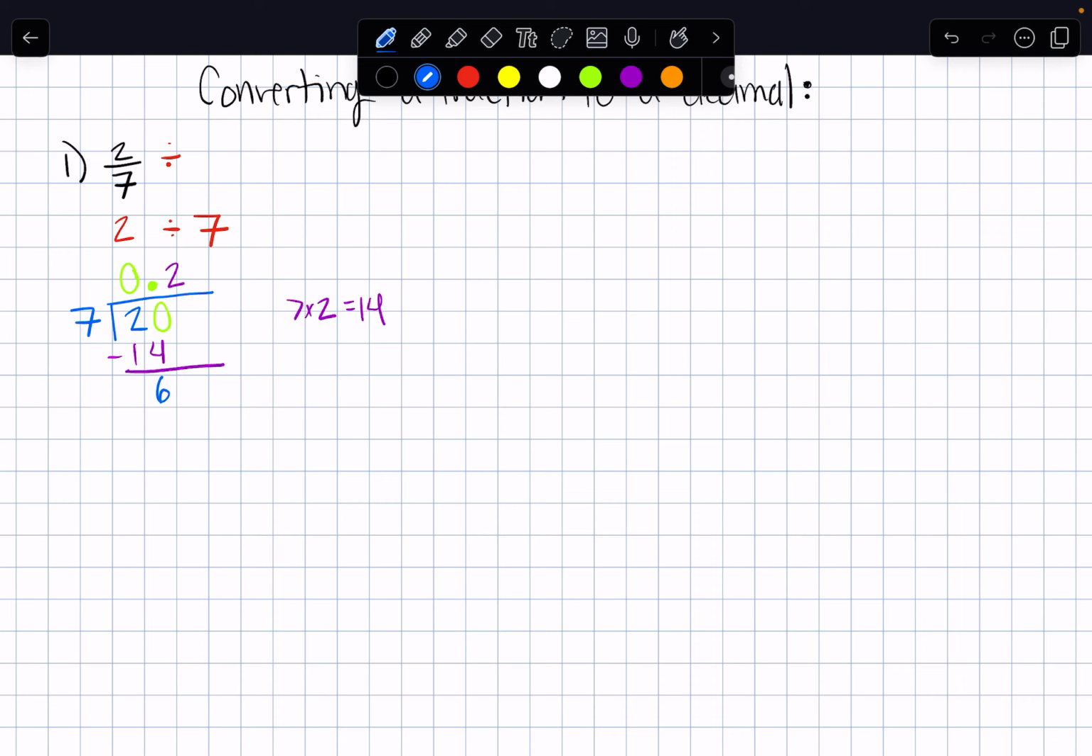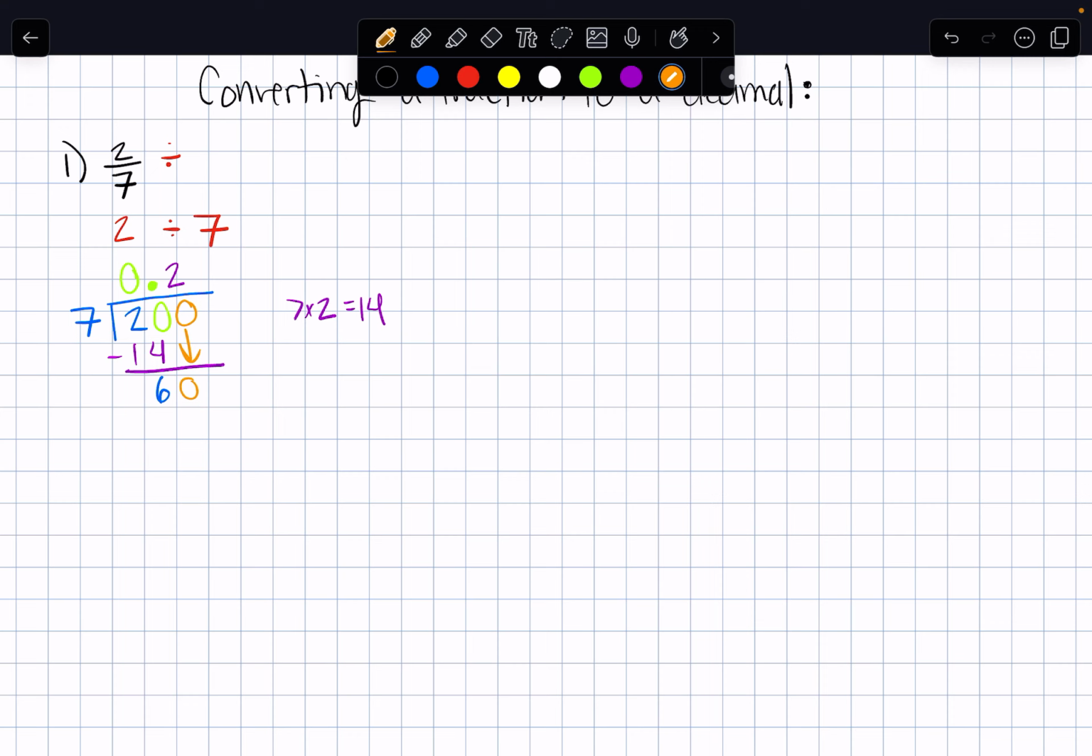So then we say, okay, well, how many times does 7 go into 6? Well, it doesn't. So we can just keep adding zeros. So we're going to bring down this next 0. So then you're going to ask yourself, okay, well, how many times does 7 go into 60? And the answer is 8. So you would put your 8 at the top.